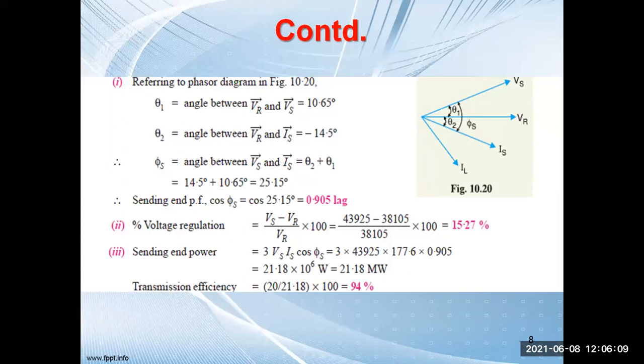Sir, the value of phi 2, minus 14.5, the minus sign is only to show lagging? Yes, just to have the lagging nature. But when we have to calculate this φs, that time it is θ1 plus θ2, we will not take minus, because in the calculation we only take the magnitude. Yes, magnitude. Correct.